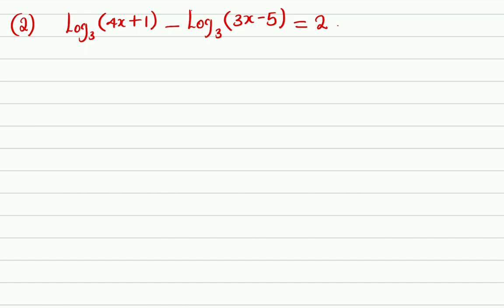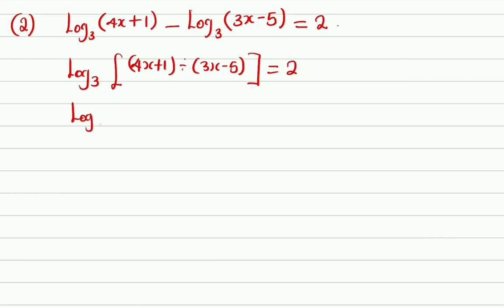Now we have the second question on the screen. Just like we applied the law for subtraction of logs, the same thing we're going to do here. So this is going to be log 3, then I'm going to have 4x plus 1, divided by 3x minus 5, you close the bracket, is equal to 2. So this is going to be log of 3, then I have 4x plus 1 all over 3x minus 5 is equal to 2.